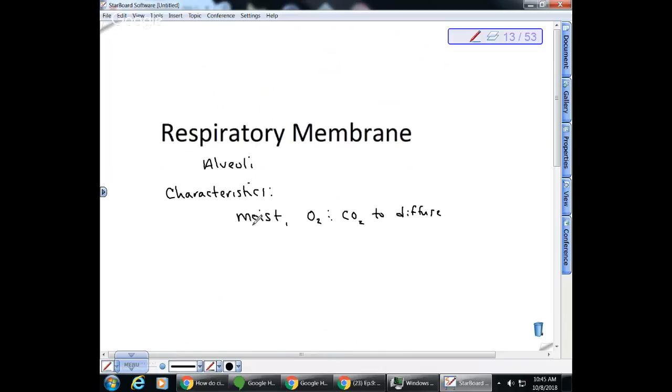The membrane also must be thin. So instead of being stratified, it is actually a simple, meaning a single layer, squamous, meaning flat, epithelial tissue. So it looks really like this.